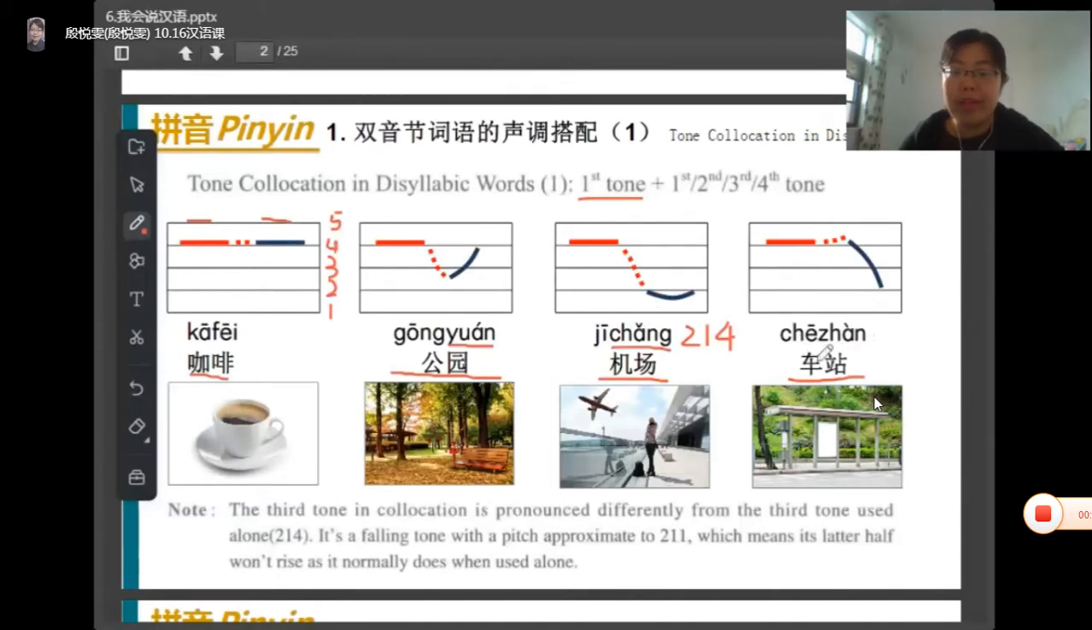And then the next one, 车站, it means station. 站 uses the first tone, right? Before, we learned the first tone is from the highest level to the lowest level. 车站, but this syllable is in the middle part. Okay, please read them after me.